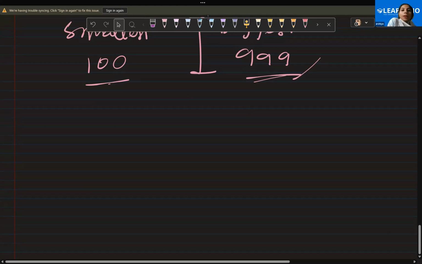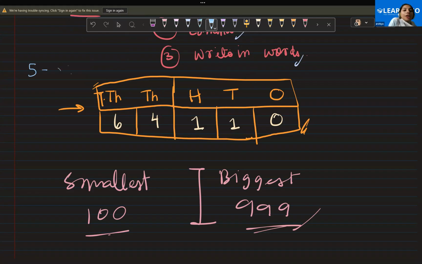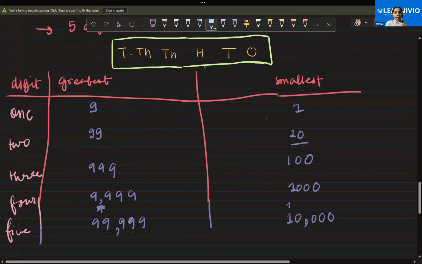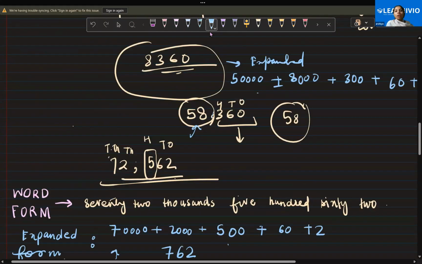Okay. So this is what we did last. How many digits are there? 5 digits, right? So when we're talking about 10,000, we call these 5-digit numbers. But if I add one more zero, let's come back to this.